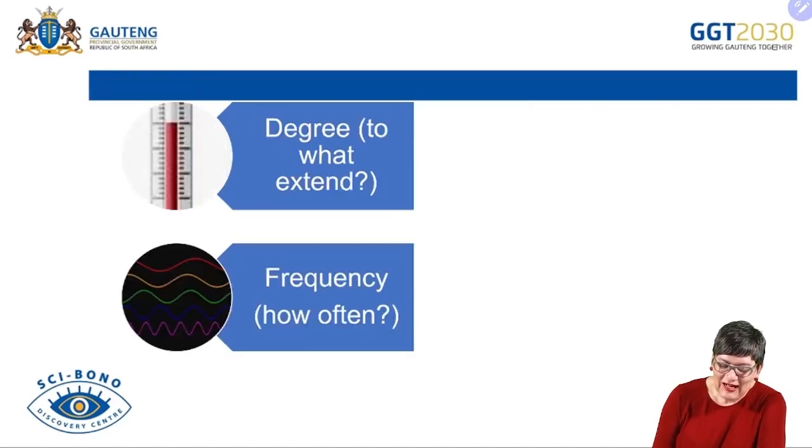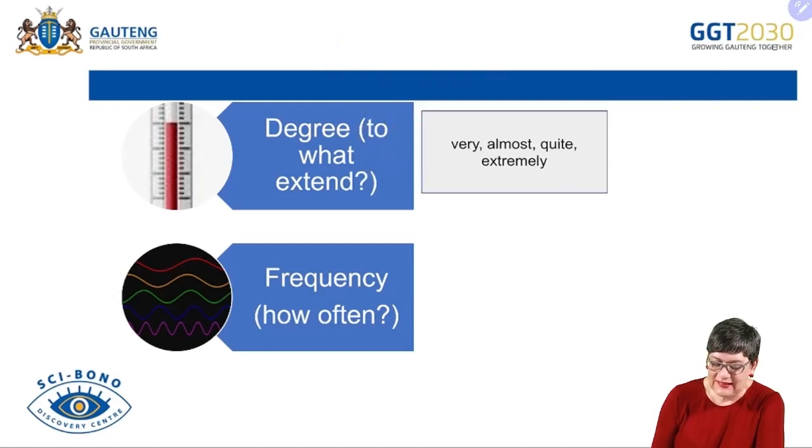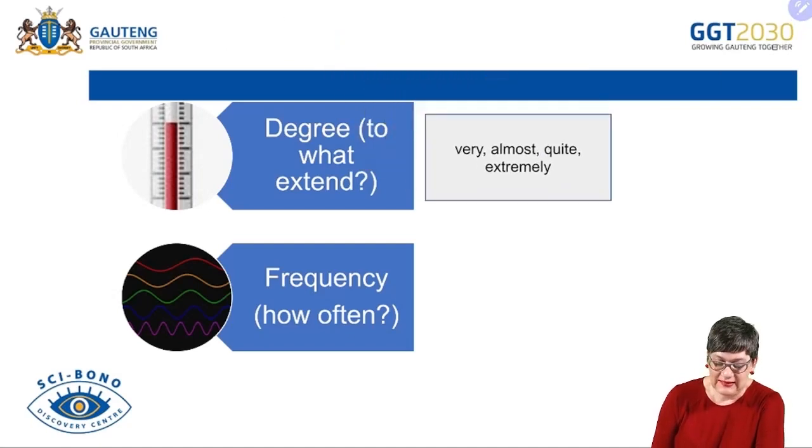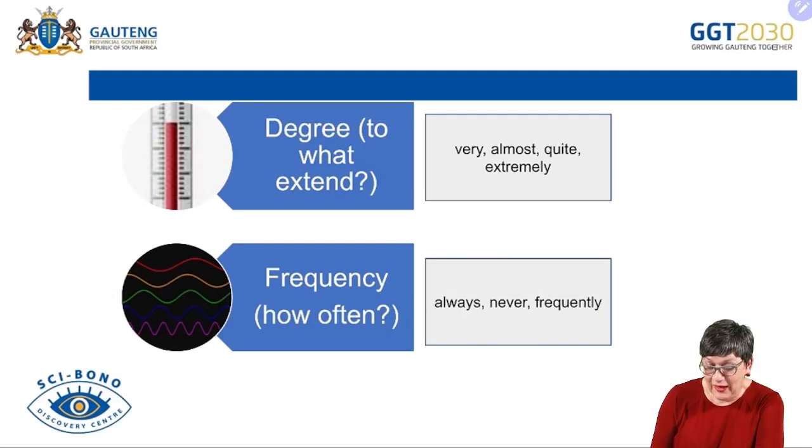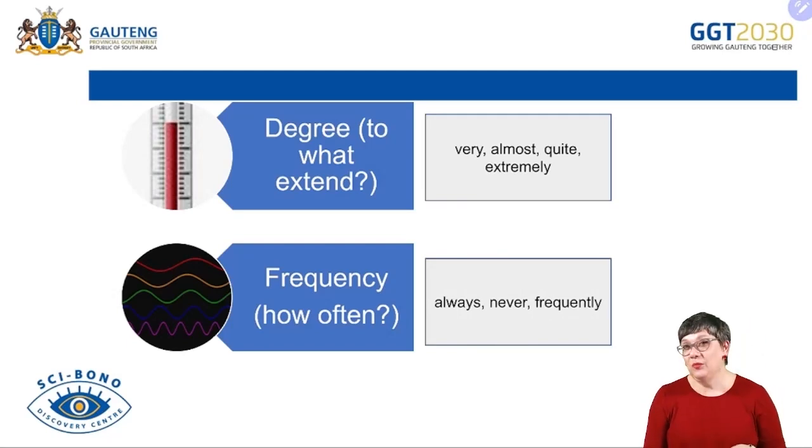So let's look at degree. This one is a bit more difficult. The question you would ask here is, to what extent is it done? It's done extremely well, it's done almost, and then frequency: always, or never, or frequently. Now, I've added these little pictures for you, so that's the way I remember them.